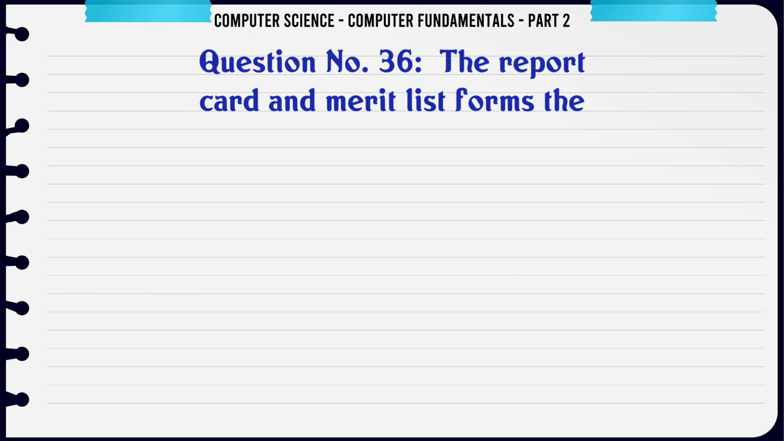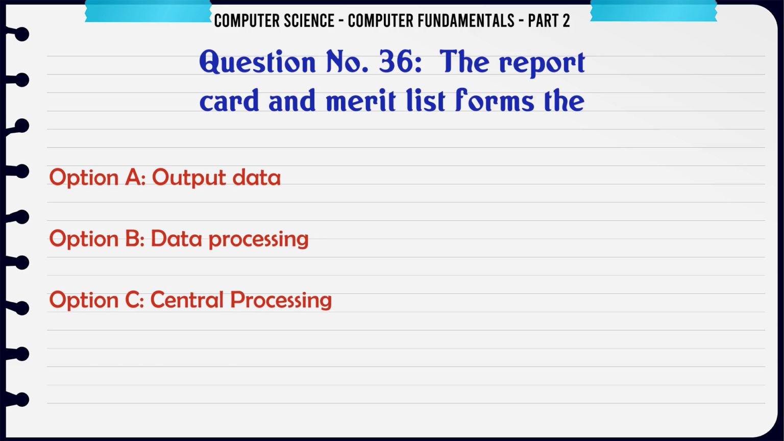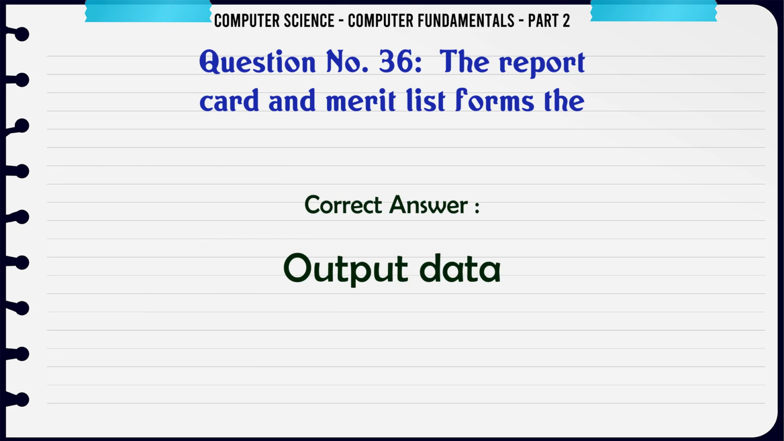The report card and merit list form the A. Output data, B. Data processing, C. Central processing, D. Input data. The correct answer is output data.